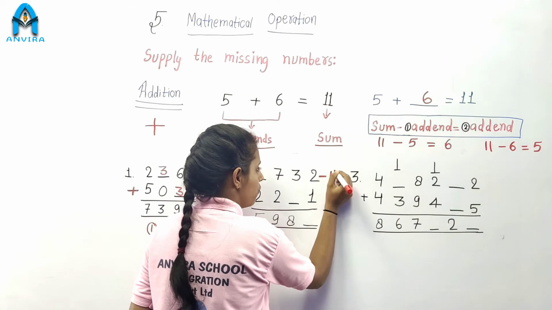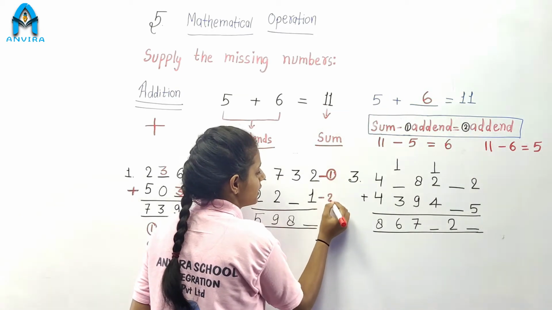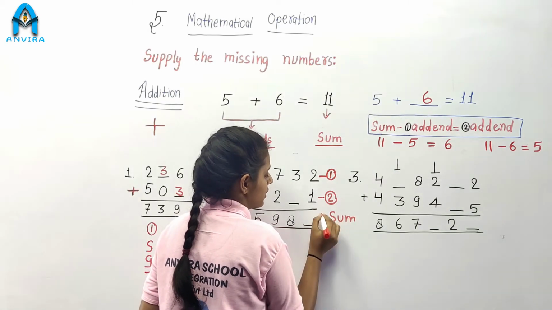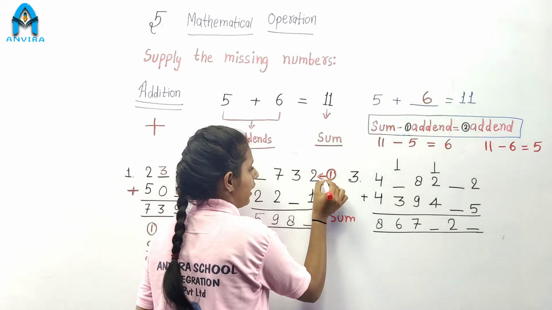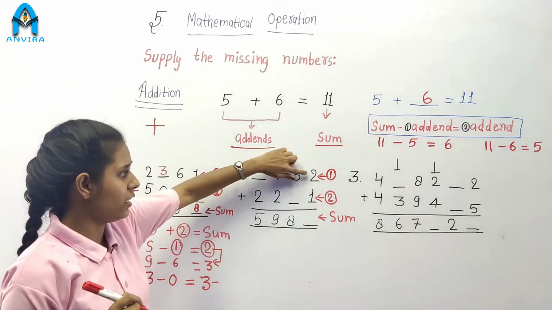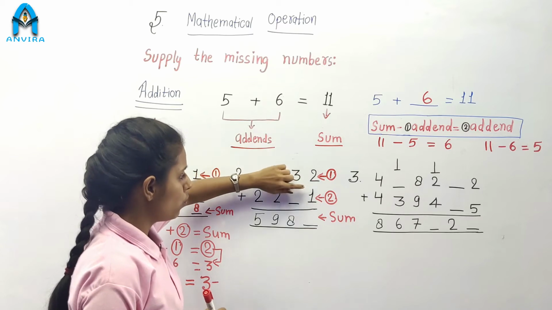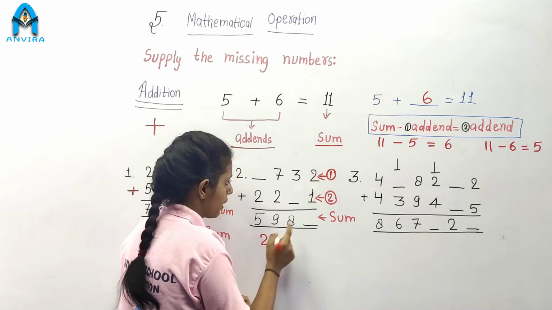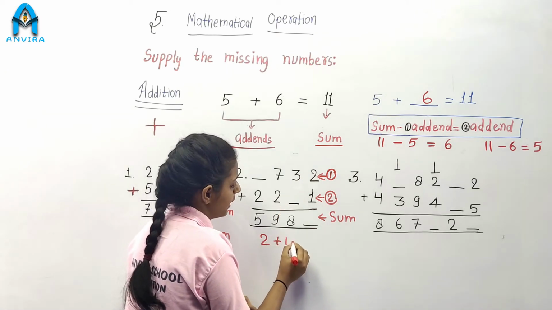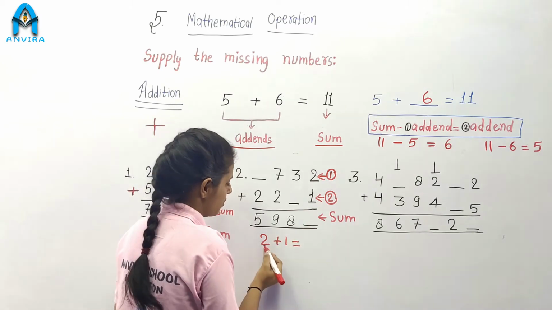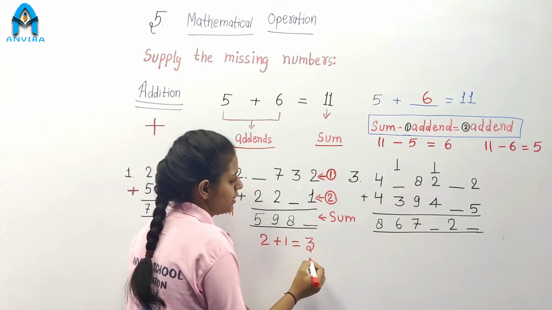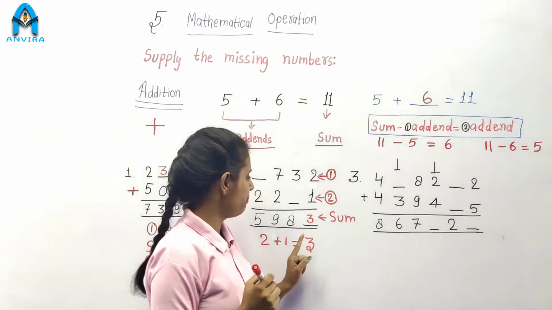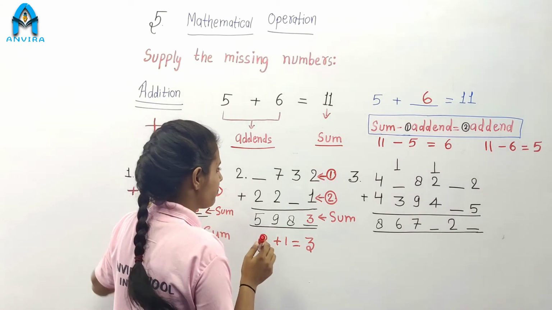This is our first addend. This is second addend. And this is sum. Let's start with this 2, 1 and blank. First addend plus second addend is equal to sum. So 2 plus 1 is 3. So we write 3 here. Let's go to the next.